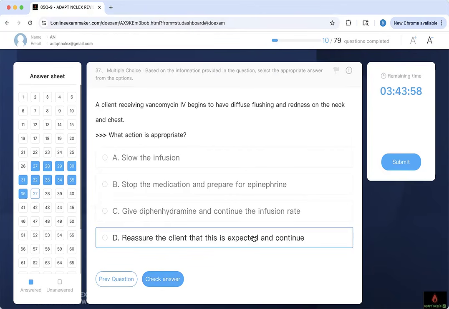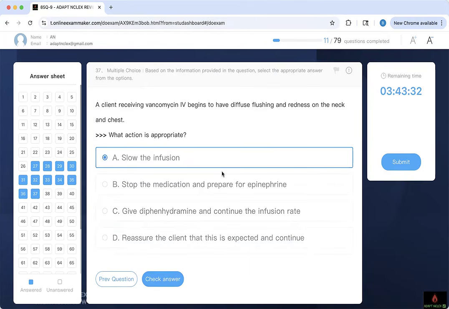A client receiving vancomycin IV begins to have diffuse flushing and redness on the neck and chest. Which action is appropriate? Slow the infusion down. Stop the medication and prepare for epinephrine. Give diphenhydramine and continue the infusion. Reassure the client this is expected and continue. What do you think? Which answer choice do you pick? I can tell you this is the right answer. Number 37. It's what? Red man syndrome.